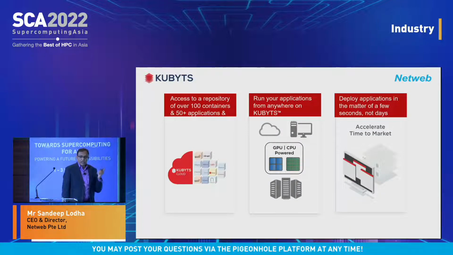Right. So another thing we are doing is Cubites, which is basically a container repository, and we have a ready repository of more than 100 containers for more than 50 applications. You can run the application from anywhere on Cubites without any trouble. You can run it on bare metal, on the cloud, or on the workstation and things like that. And it makes your deployments very easy and very fast.